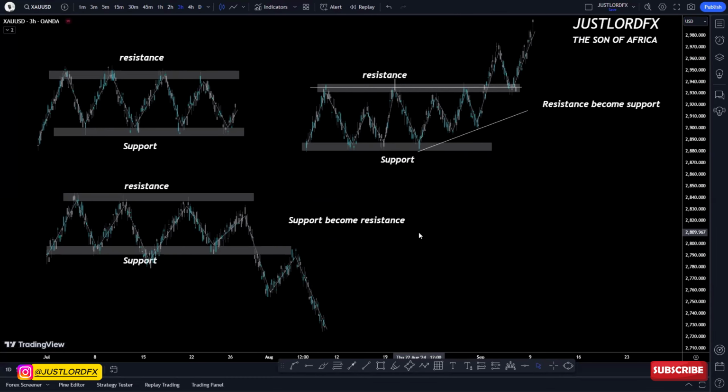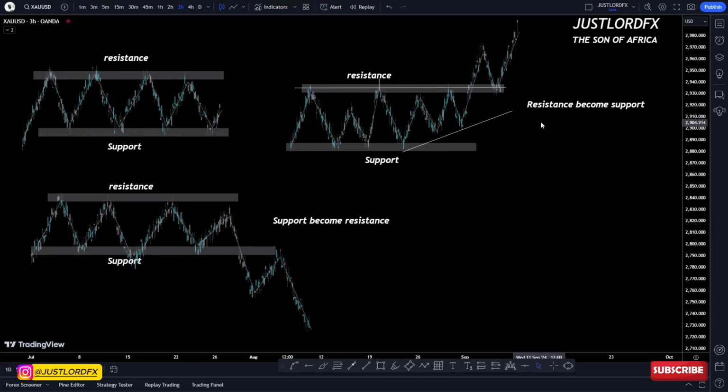Welcome back to the screen. I said support simply means the floor and resistance simply means ceiling. We have three diagrams we are going to use today to explain what support and resistance mean. Here you can see the market was printing equal highs and equal lows. The equal lows are the support, and the equal highs are the resistance. In the next diagram, resistance becomes support, and in the third diagram, support becomes resistance. Simple as you see on the screen.